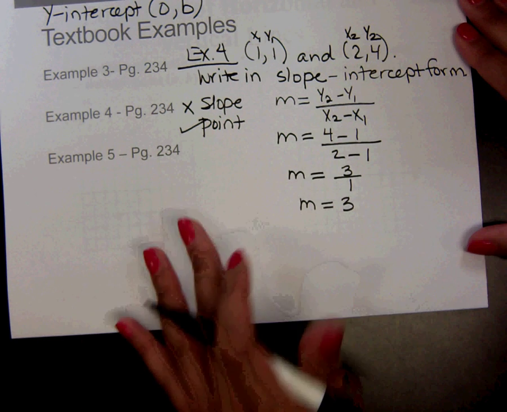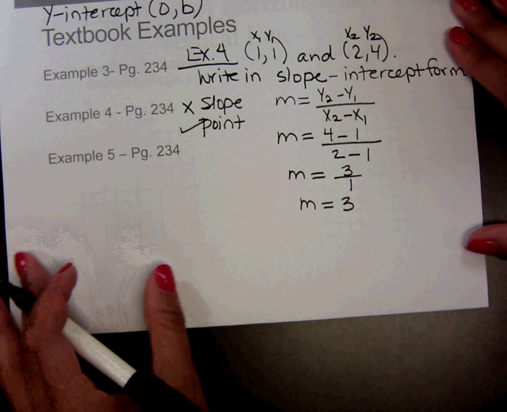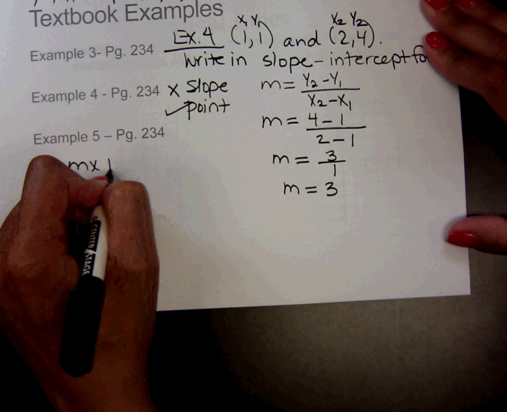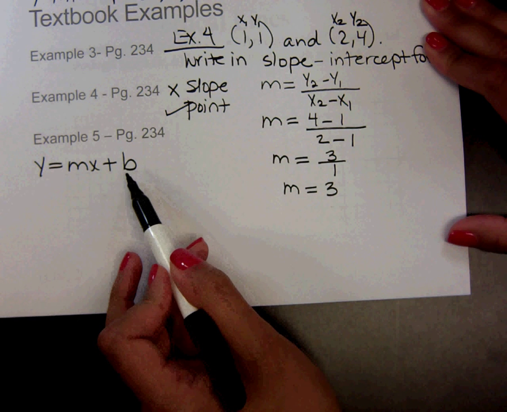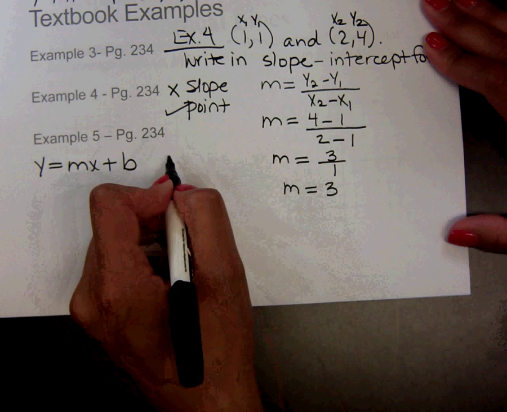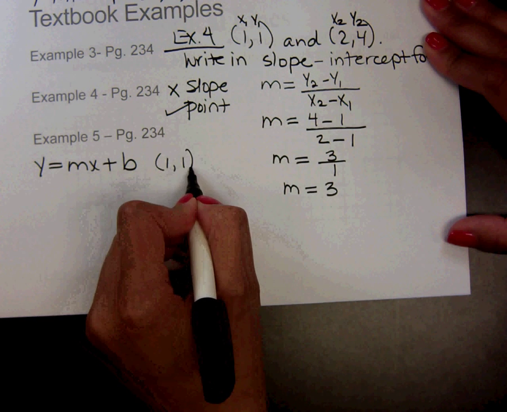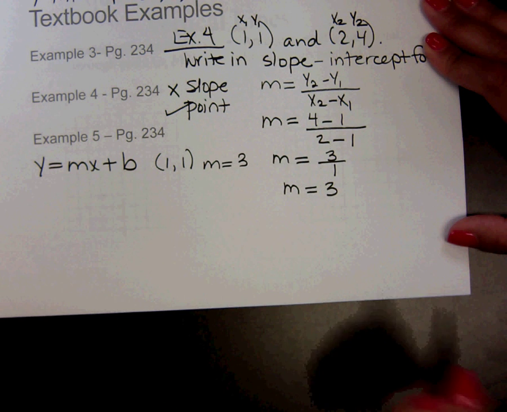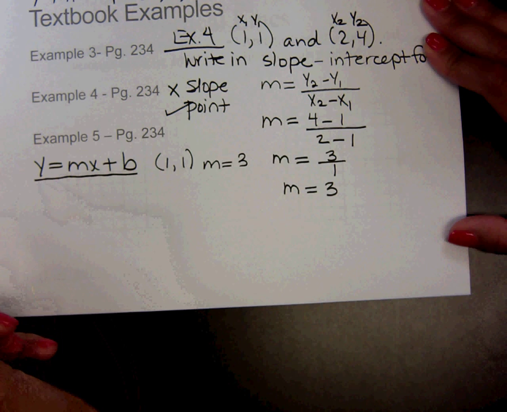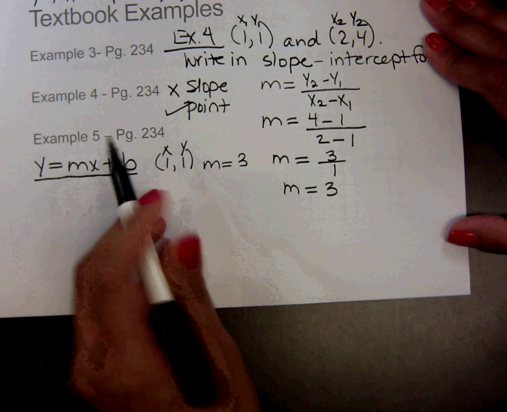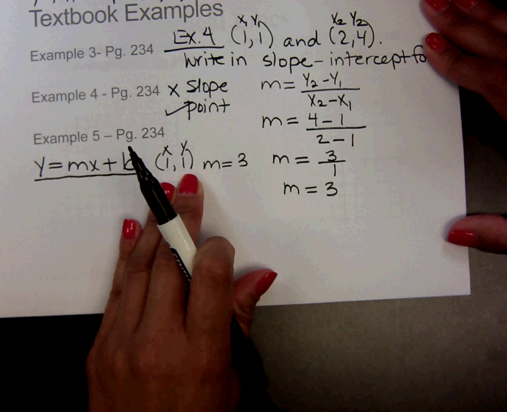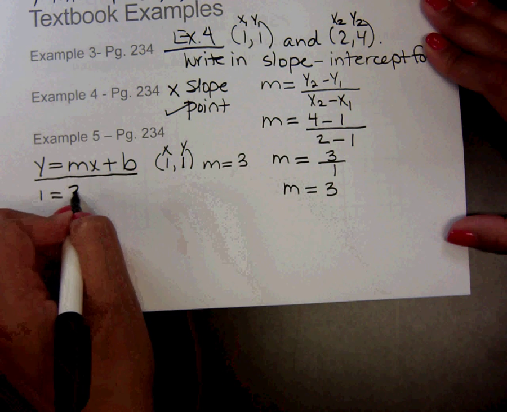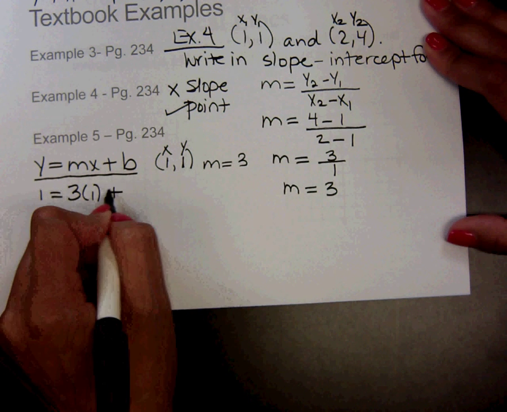How can I solve this if I want to use slope-intercept form? Okay? So I know that slope-intercept form is y equals mx plus b. Well, you may be saying, but I don't know the y-intercept. That's okay. I'm going to use one of the points. I'll use the point (1, 1), and I do know that the slope is 3. We just found that. If I want to use slope-intercept form, then my x and my y are given to me in the point. So y is 1, m is 3, x is 1, and we have to find b.